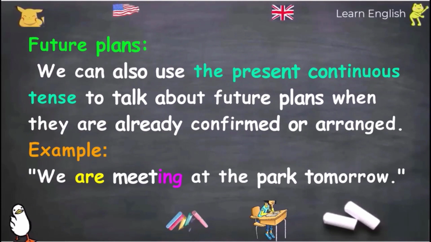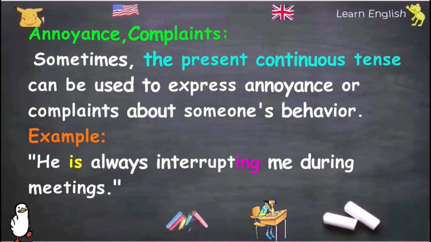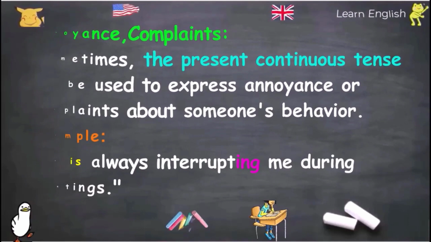Future plans. We can also use the present continuous tense to talk about future plans when they are already confirmed or arranged. Example: We are meeting at the park tomorrow. Annoyance, complaints. Sometimes, the present continuous tense can be used to express annoyance or complaints about someone's behavior. Example: He is always interrupting me during meetings.